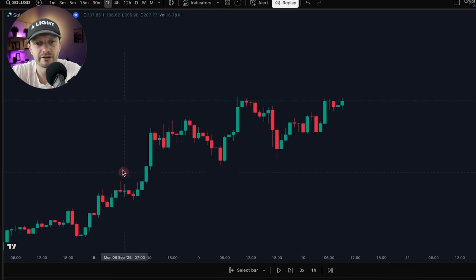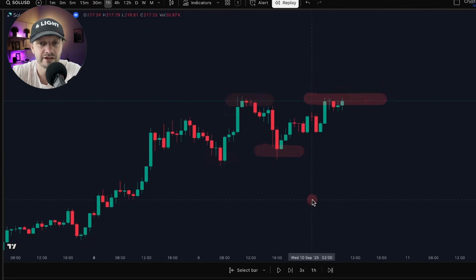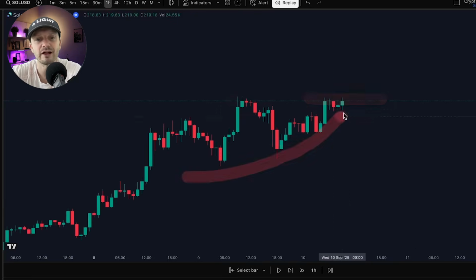Order flow is basically the real-time movement of buy and sell orders in the market. Unlike traditional technical analysis, which looks at past price action, order flow focuses on what's happening right now: the liquidity, the aggressive buyers and sellers, and where the next move is most likely headed.